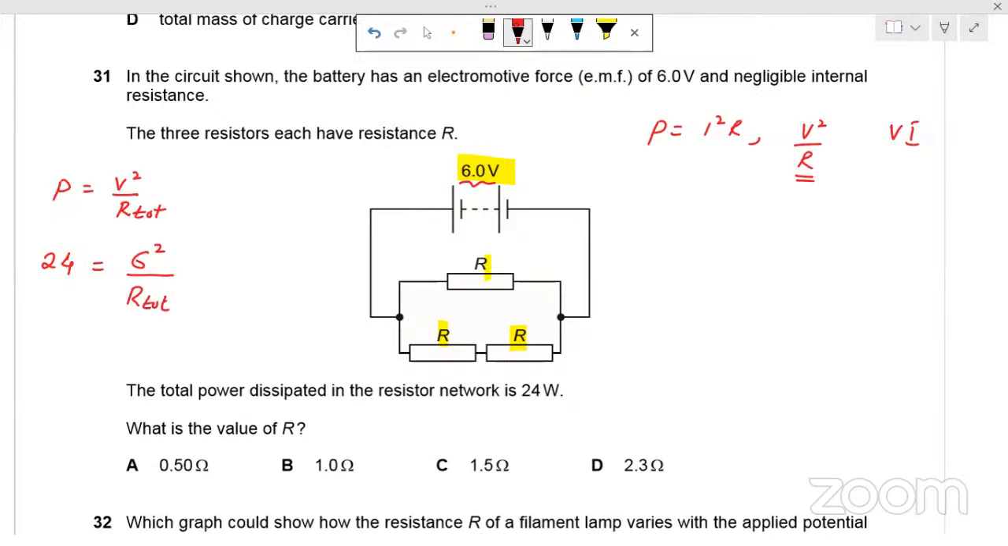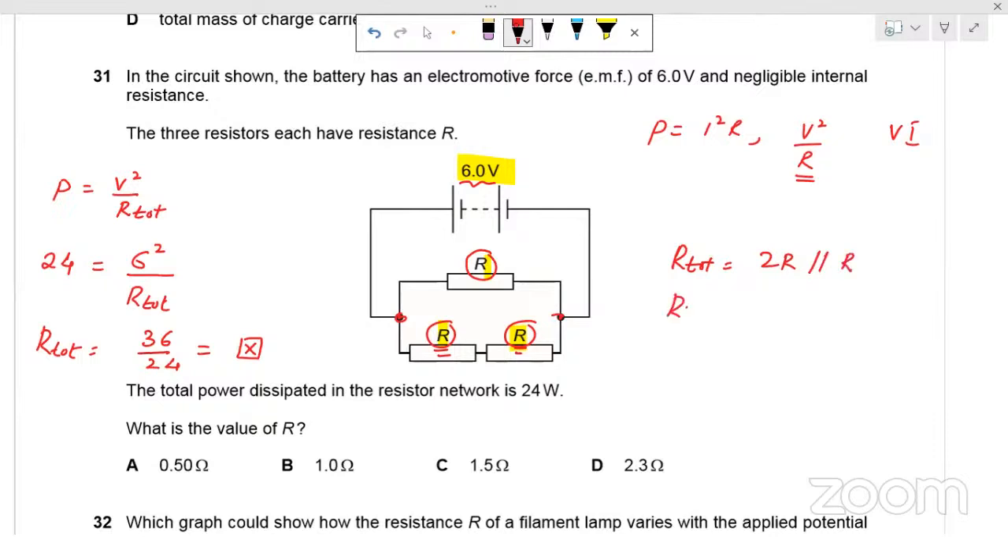So first find this R total, which is equal to 36 divided by 24. You will get this R total from this expression. Now look at this diagram and see how these resistors are connected. You can see these two resistors are in series and the result is in parallel with this resistor R. So what is R total in terms of R? These two resistors will give you 2R, and 2R will be in parallel with this R.